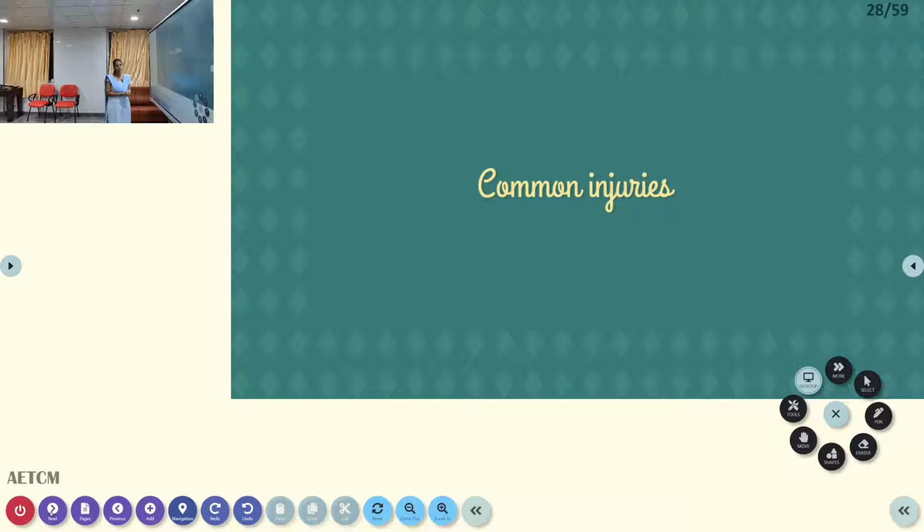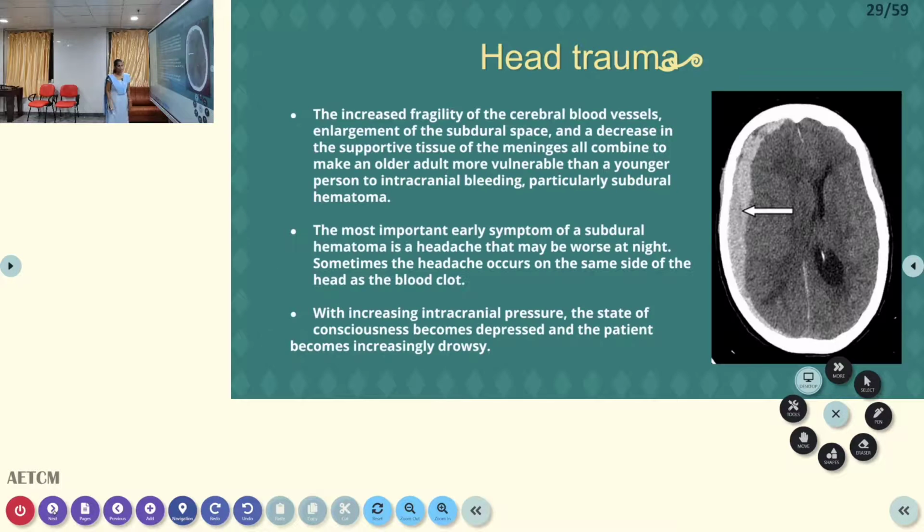The common injuries we can see in geriatric patients are head trauma, cervical trauma, and chest trauma. In head trauma, there will be increased fragility of the cerebral blood vessels. It leads to enlargement of the subdural space and a decrease in the supportive tissue of the meninges. These contribute to making older patients more vulnerable than younger persons to intracranial bleeding, particularly subdural hematoma.